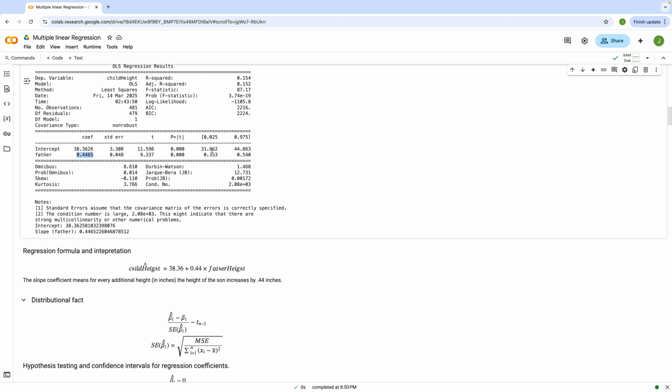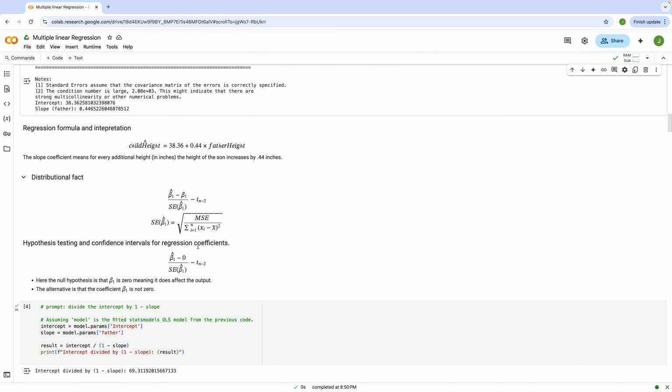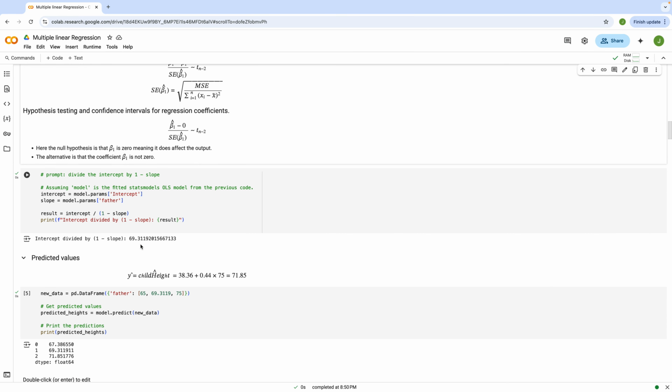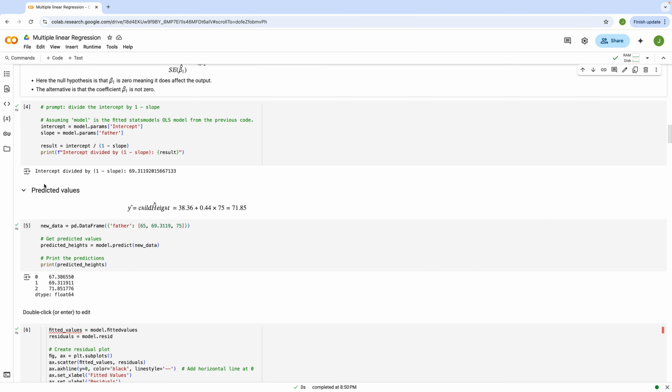Okay. Notice that 0 is not in this interval, and that agrees with this p-value. So it's not likely that this coefficient could be 0. And so, that's how we can calculate a confidence interval and test hypotheses using this distributional fact. Okay, and to test hypotheses, we do this. We did this before.